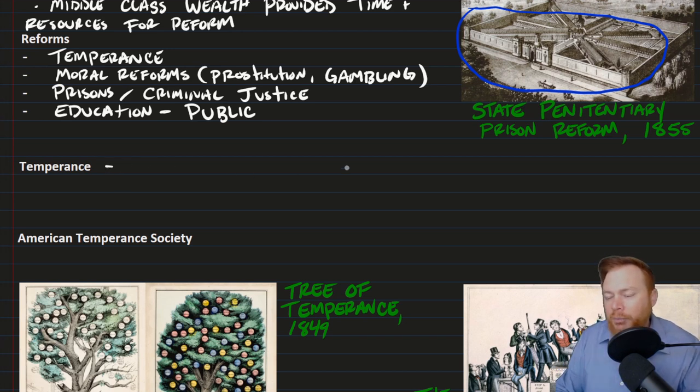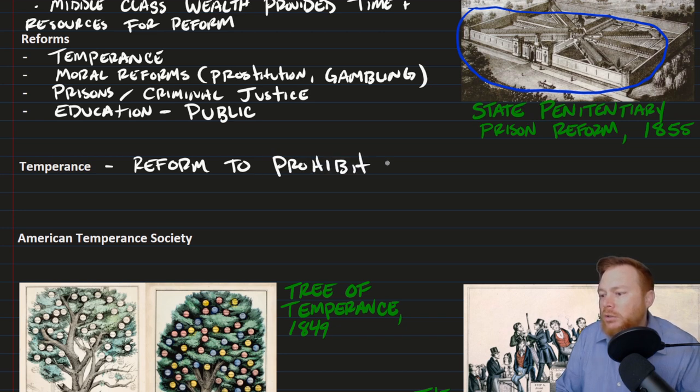We'll go ahead and mention a couple in particular here, just to get a sense for how they operate. Temperance, like we mentioned before, is a reform to prohibit alcohol. It's also sometimes called prohibition. To prevent its selling, its manufacturing, to prevent its transport. And for reformers, in their eyes, if you could just get rid of alcohol, that might alleviate a lot of the problems. And so temperance was a major part of this.